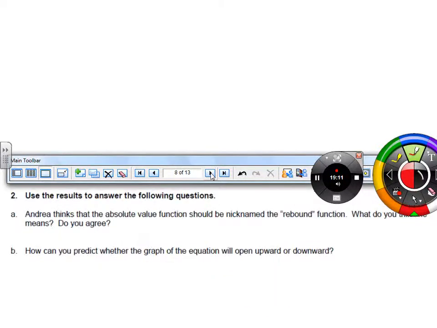All right. So then on the back of your handout, it says, Andrea thinks the absolute value function should be nicknamed the rebound function. What do you think she means by that? Why would somebody want to call it the rebound function? Good, because it kind of bounces off, right? It goes to a certain point, then it turns around and bounces off. Can anybody tell me why this function behaves that way?